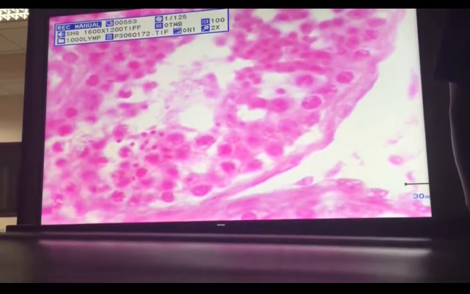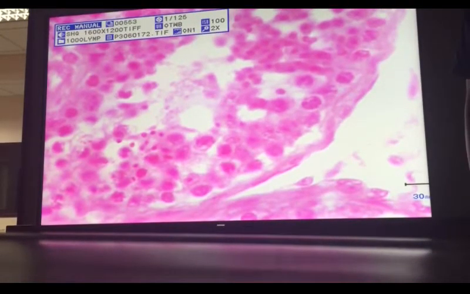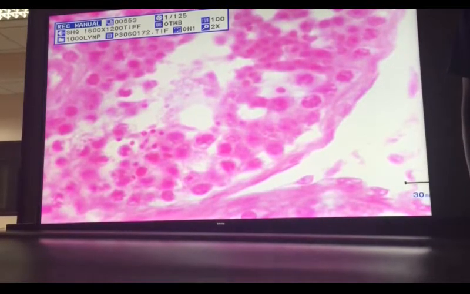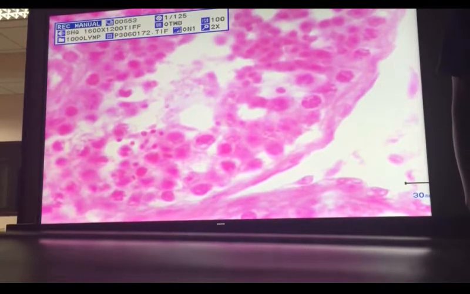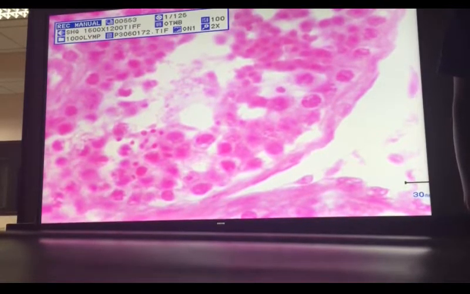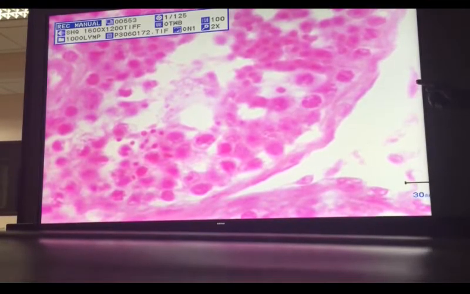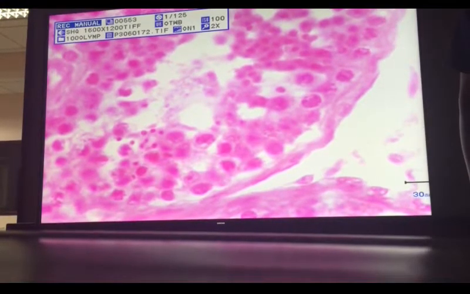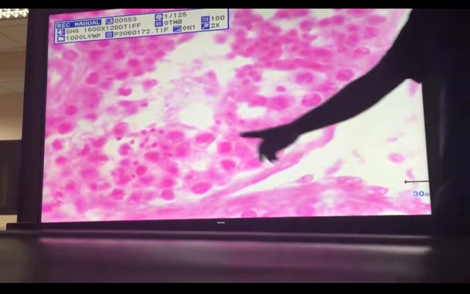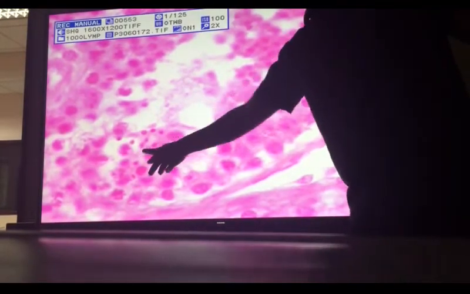Sertoli. The Sertoli cells are actually the largest cells inside. Leydig sa labas. The Leydig cells are located outside of the tubules. These are the Leydig cells. They are still the spermatids.